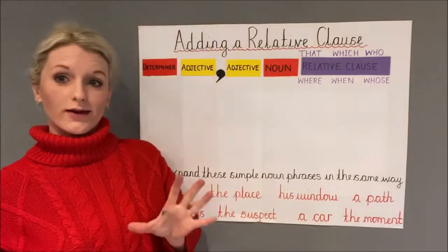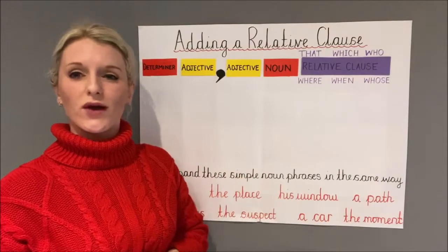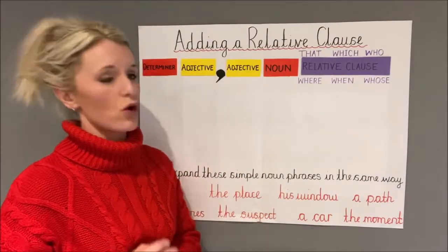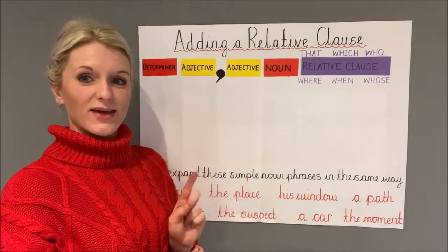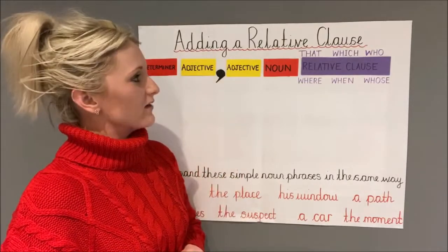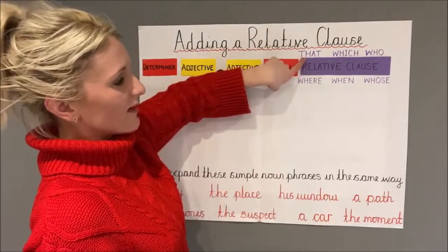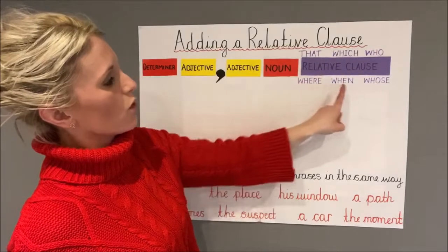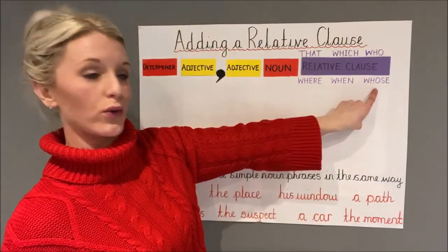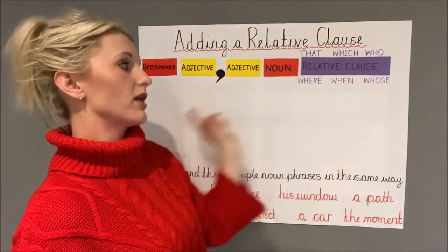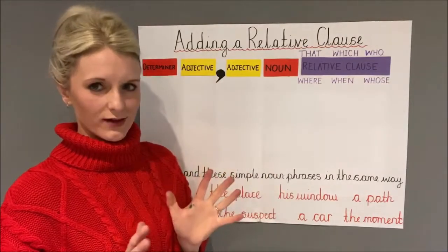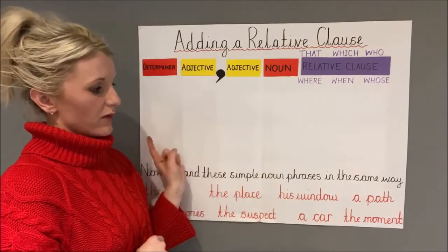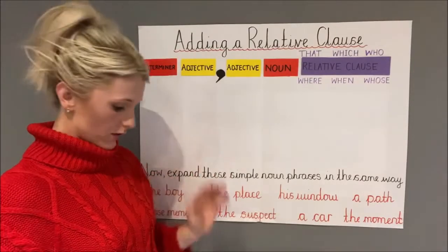So we are looking mainly at adding a relative clause. So what exactly is a relative clause so that we know to add it? Well, a relative clause is a clause that begins with a relative pronoun. And that is a word like that, which, who, where, when, or whose. Okay, I'm going to give you a few examples because all of these things are easier to understand once you see them being done. So I'm going to give you a few examples and then you can have a go at doing your own.